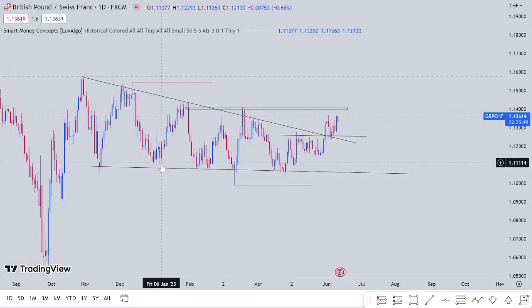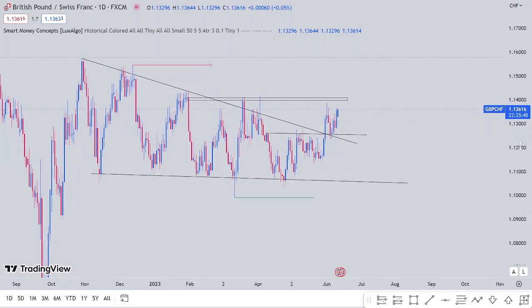And before you enter a trade, make sure you have at least 2 or 3 confluences. You can't just enter the trade. Of course. This one came back to this demand zone. That's my first confluence, and then it also touched this trend line before it went.